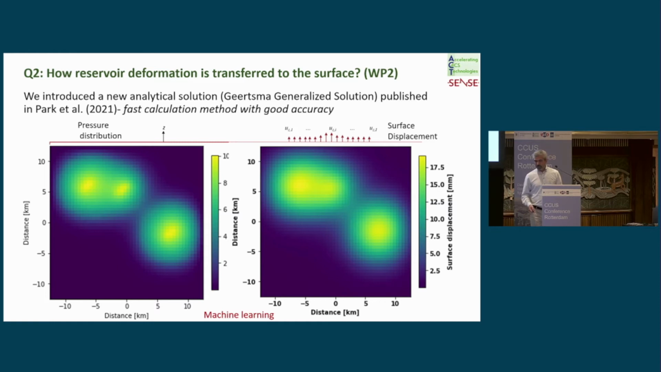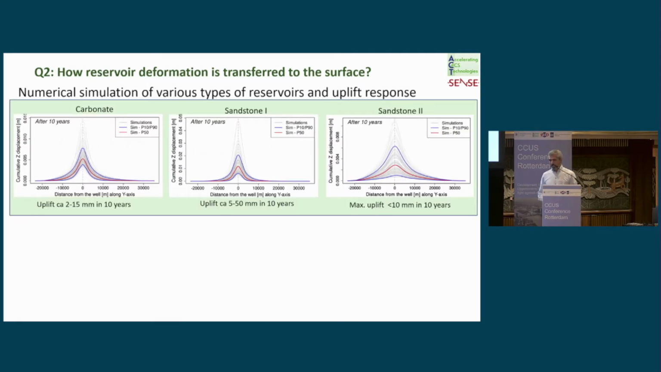This figure shows quite a similar pattern, but this is a completely different approach. We have used machine learning now to go from right to left. So you have surface measurement, and then we estimate, based on machine learning, pressure in the reservoir. I mentioned simulation and numerical simulation. We have done quite a lot of examples for carbonate, for sandstones, and here you assume a pressure in the reservoir, and then you come up with displacement at surface, how it is and where you can get maximum uplift.